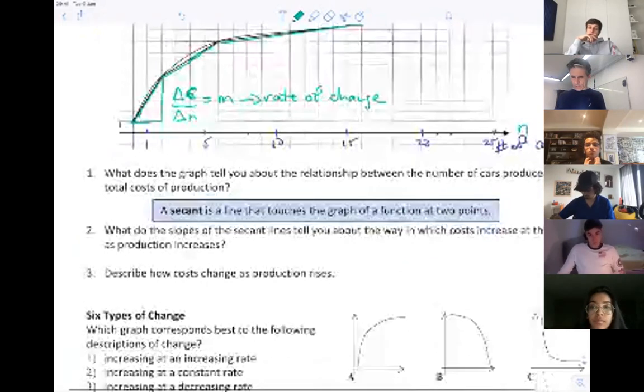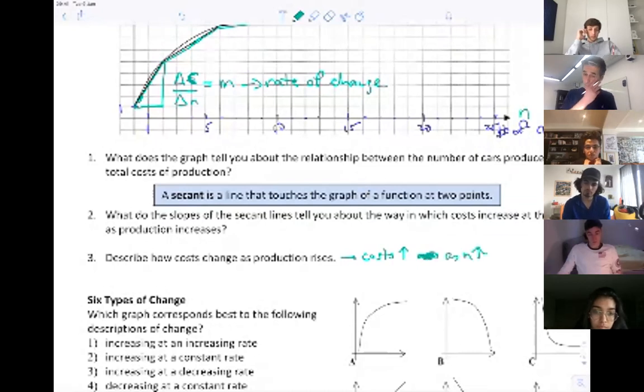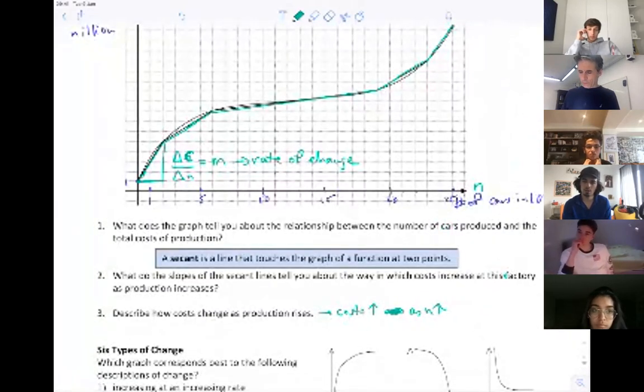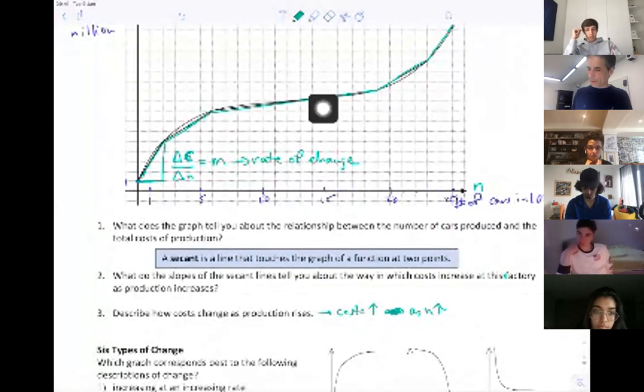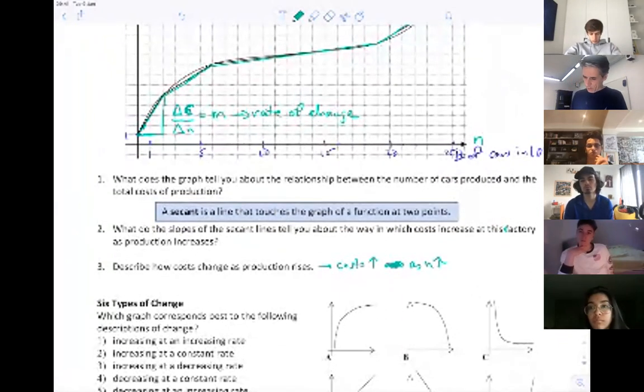So if we had to describe how the cost changes as production rises, we'd say costs go up as n goes up. But at first, that increase is slowing down, as you guys said. Let me just highlight a bit. Slows down, and then it starts to go back up, right? So we would say that the cost increase, somewhere about here, they increase at a decreasing rate.